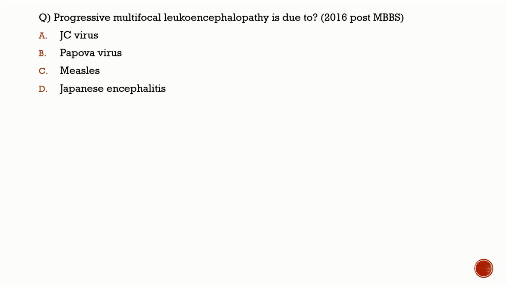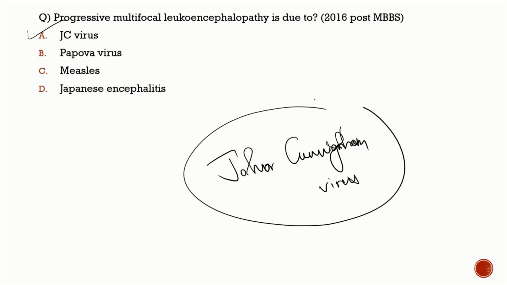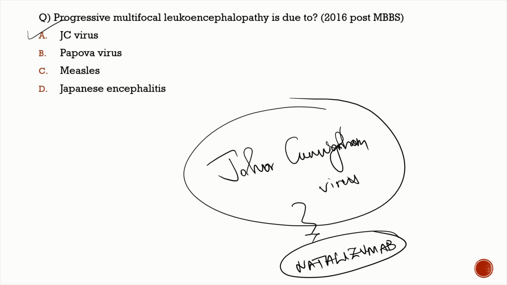Progressive multifocal leukoencephalopathy is due to JC virus. Those who have seen the video on treatment of multiple sclerosis will be able to answer this. John Cunningham virus is the cause of progressive multifocal leukoencephalopathy. That is why in MS, before you start natalizumab, a very potent disease modifying drug in multiple sclerosis, you have to check for antibodies to JC virus. If the patient is seropositive, natalizumab is contraindicated because of the high risk of PML. So always remember JC virus, PML.